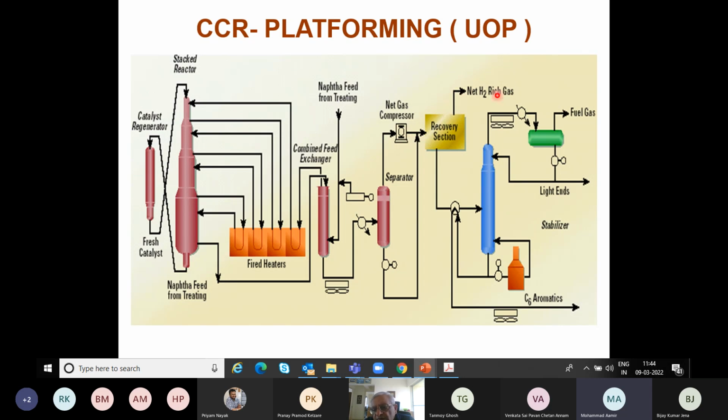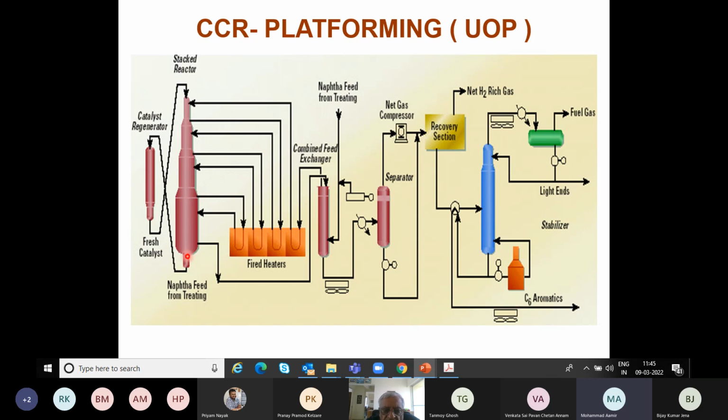while the rest of it goes into the recovery section, where you have the net hydrogen-rich gas, and then the bottom liquid goes into what we call the stripper or the stabilizer, where you remove the fuel gas as well as the LPG. This is like an after stabilizer. And the reformate then gets removed from here. And this is where you have all the aromatics present, C6 and C6 plus aromatics. So this can go directly into the gasoline pool, or you can take it for recovery of aromatics.